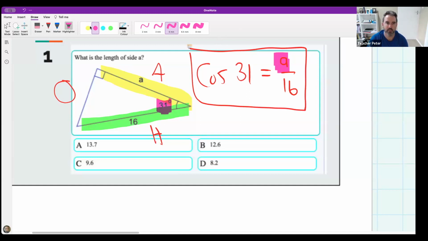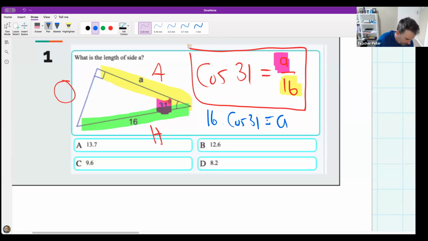So I think you just bring the 16 from the one side to the other. And so you get 16 times cos 31 is A. So 16 times cos 31. And I get 13.71, which would be A. A will be the correct answer.